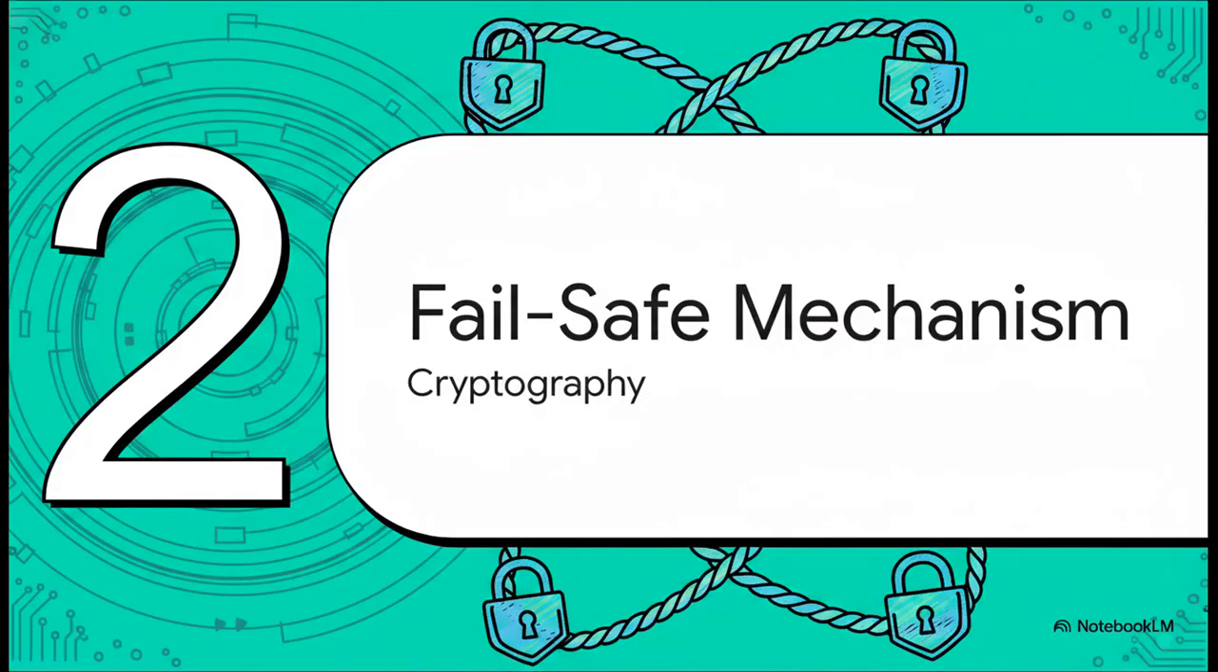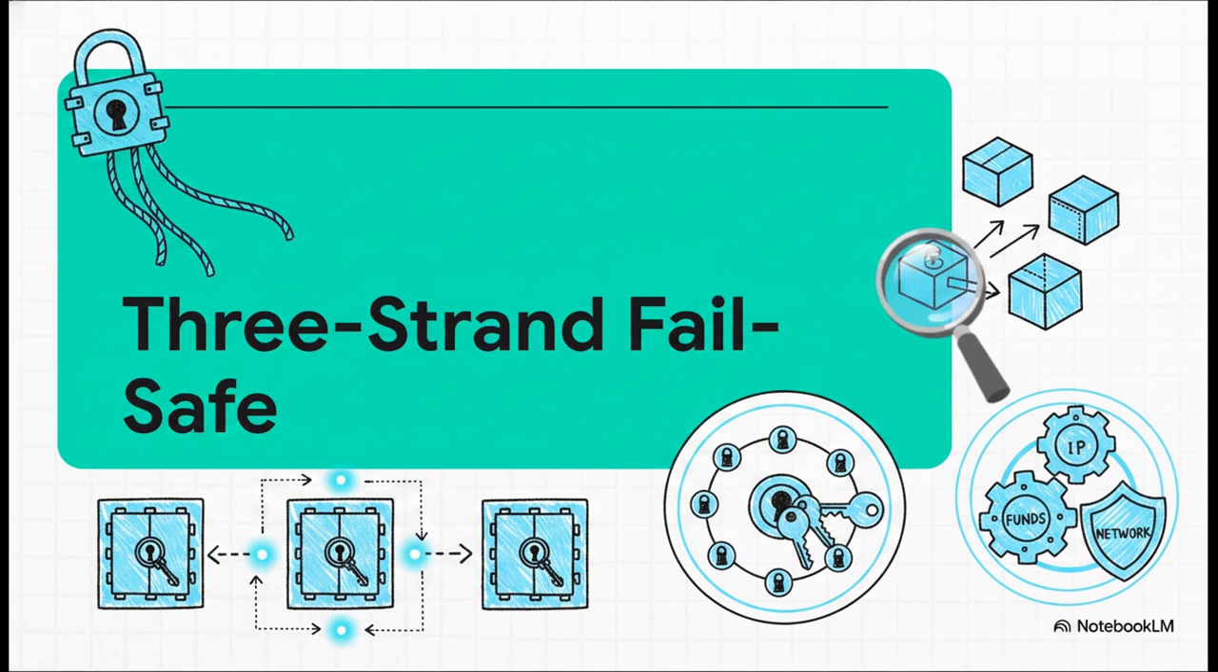Moving to Section 2, the three-strand failsafe collaborative cryptography. The absolute bedrock of the Sanctuary's cryptographic vaults is a mechanism known as the three-strand failsafe. Basically, it's a multi-layered lock requiring verified collective alignment. If you're familiar with digital finance, you'll immediately recognize that this directly mirrors the architecture of an M of N multi-signature or multisig cryptocurrency wallet.